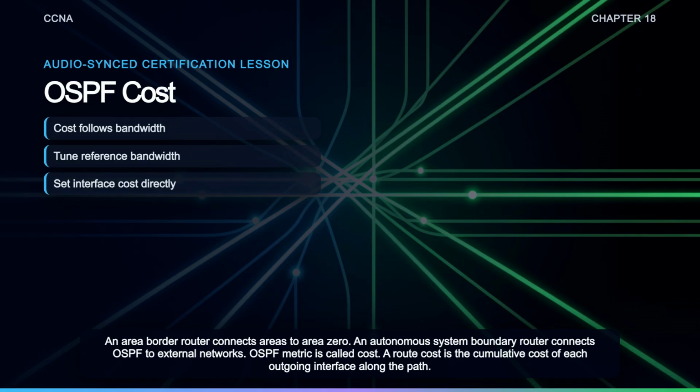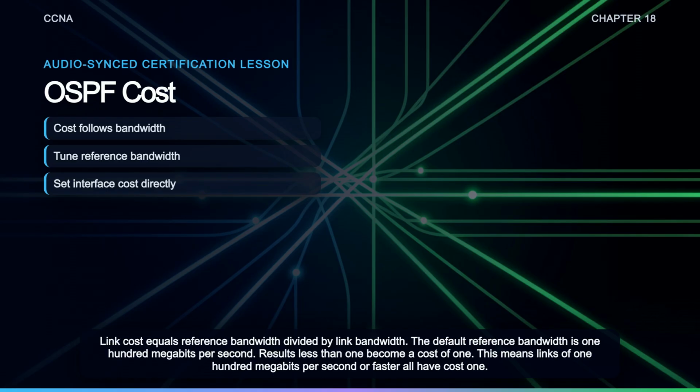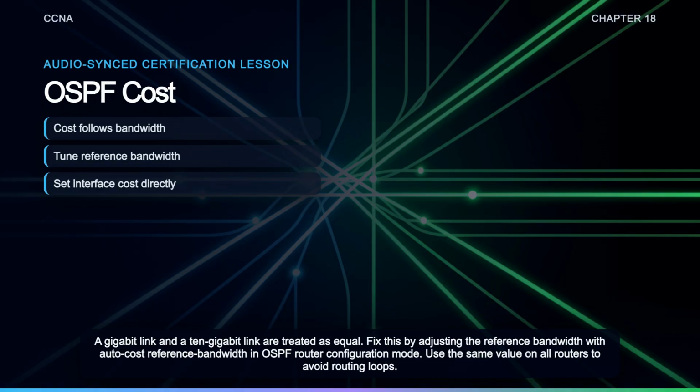OSPF metric is called cost. A route cost is the cumulative cost of each outgoing interface along the path. Link cost equals reference bandwidth divided by link bandwidth. The default reference bandwidth is 100 megabits per second. Results less than 1 become a cost of 1. This means links of 100 megabits per second or faster all have cost 1. A gigabit link and a 10 gigabit link are treated as equal.